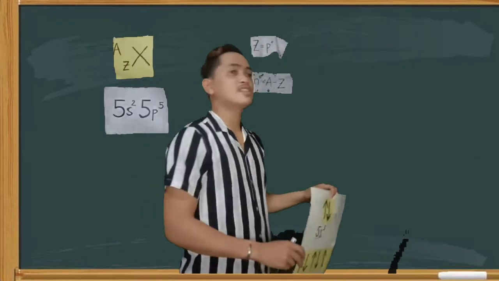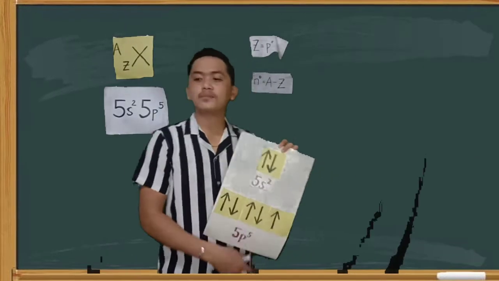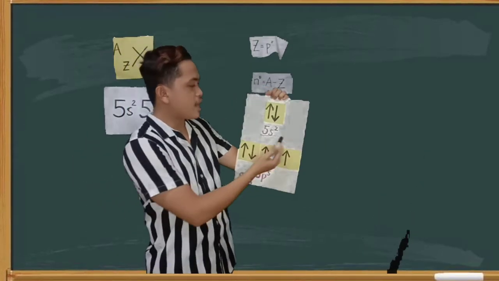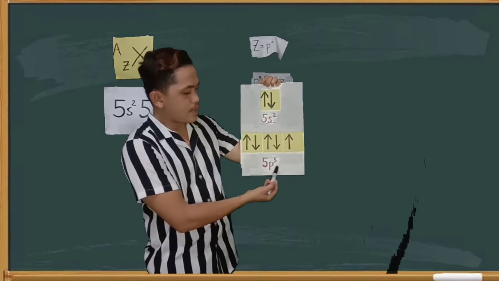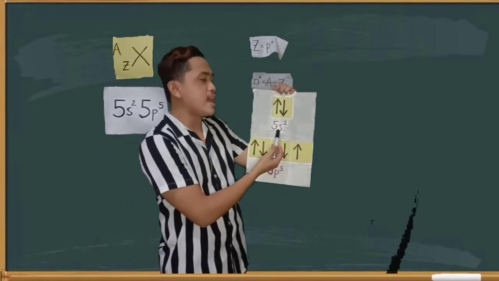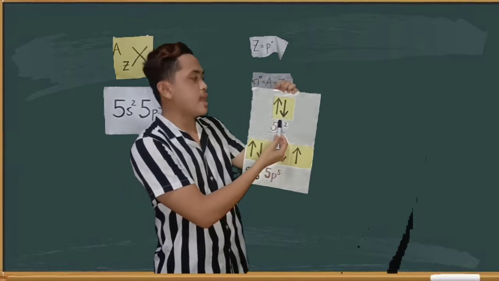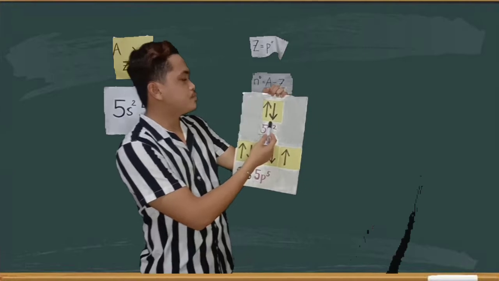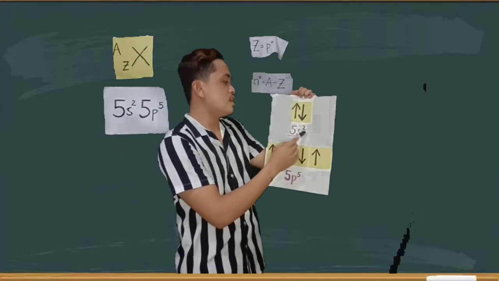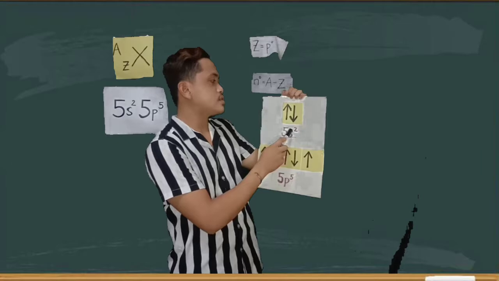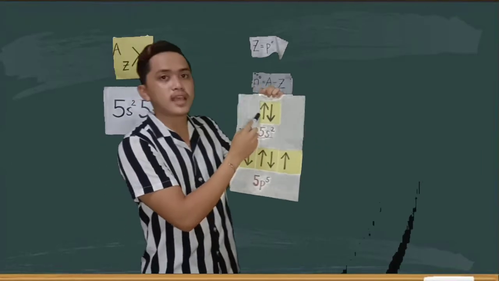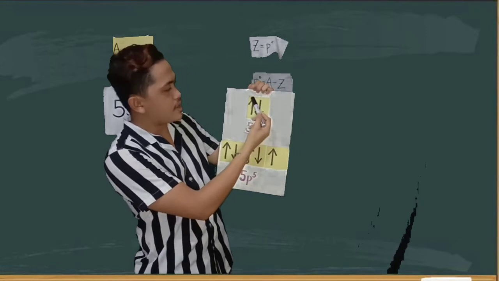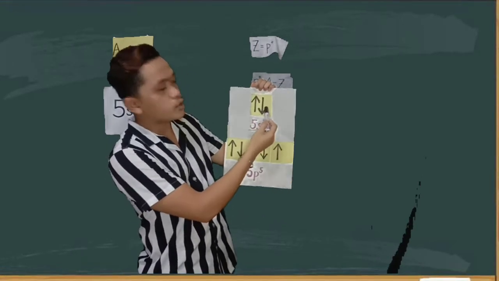Okay, let's now proceed to the orbital diagram of the valence electron. I have here a sample: 5s2 and 5p5. Subshell s contains 1 sublevel and subshell p contains 3 sublevels. In subshell s, there are 2 electrons that are represented by the up and down arrows. So for 5s2, we have 1, 2.